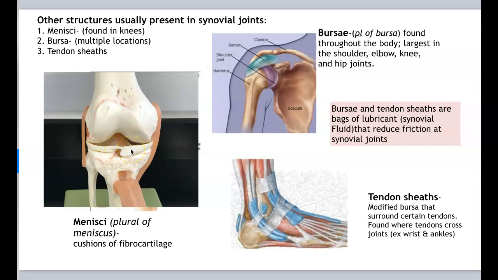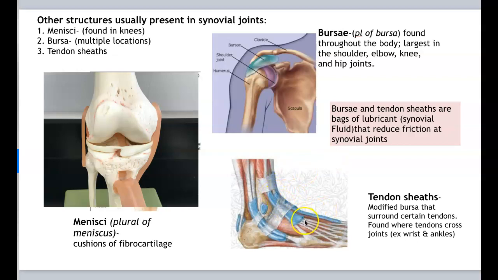That is the menisci. And then we're going to have bursae. Bursae are put in these joints, especially joints that have a lot of movement. We're going to add extra pads, and this is basically a bag of synovial fluid. So they're going to be stuck in the big joints that have lots of movement. Bursa is singular.